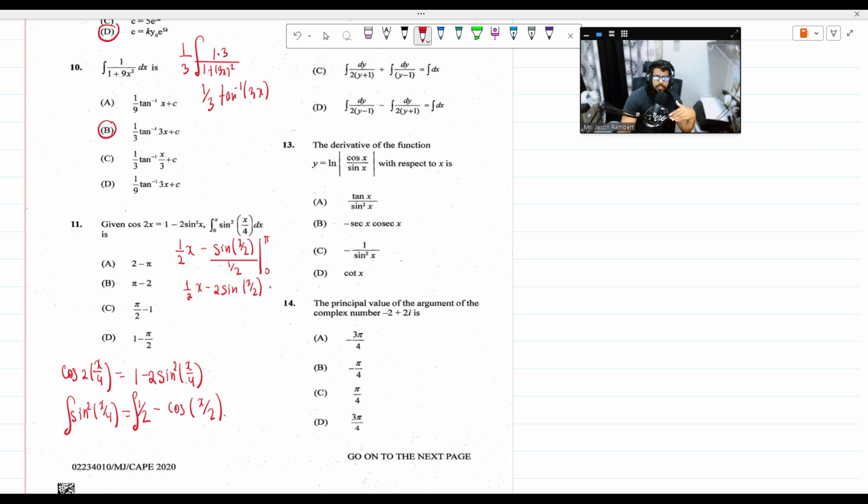I know when I'm plugging the lower limit, I get 0 throughout, so I'm just going to plug in the upper limit. I'm going to get 1/2 pi, take away sine of pi on 2 is 1. So 1/2 pi take away 2. So pi on 2 take away 2. We don't have that. 2 sine of x on 2.